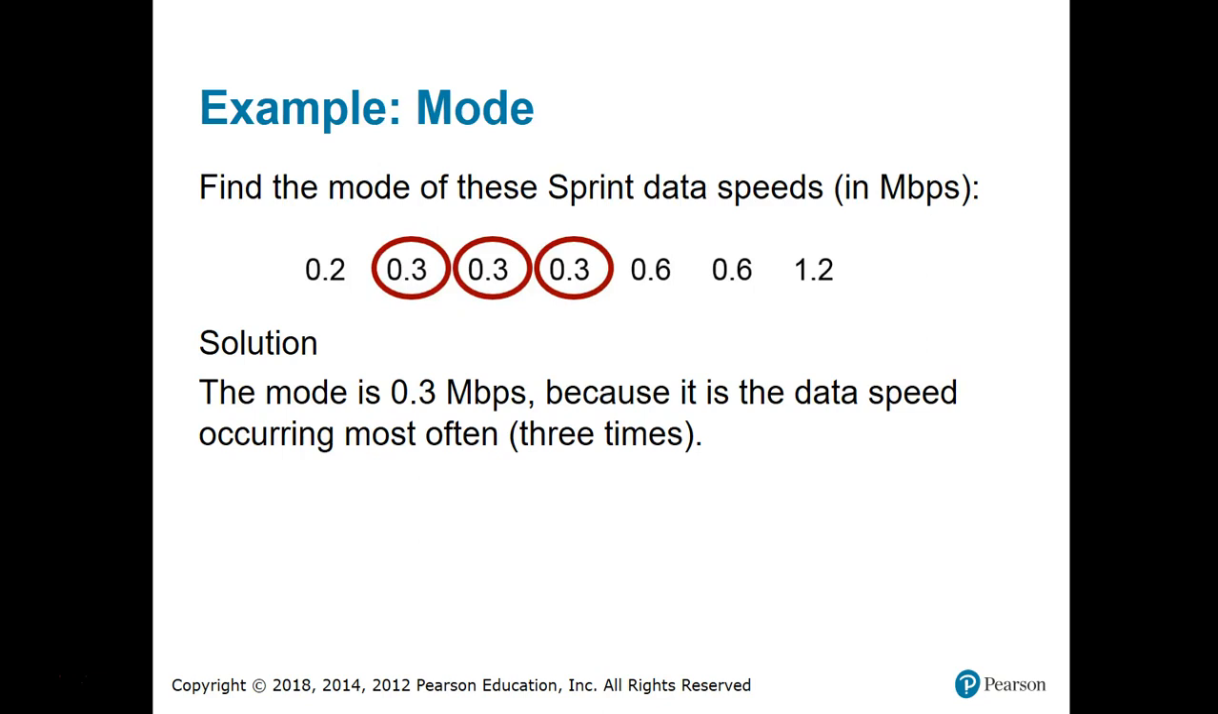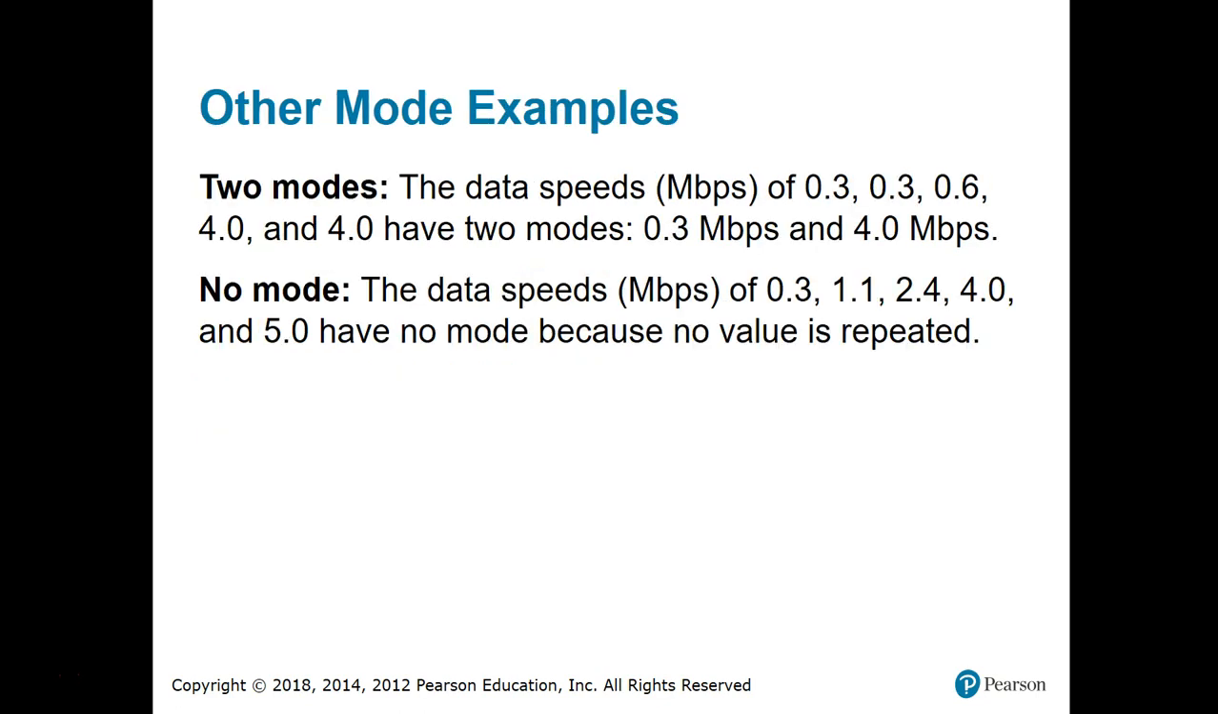So Sprint, not Verizon, now Sprint. I think I said AT&T earlier, but Sprint, so much worse. Look at that. 0.2, 0.3, 0.3, 0.6, 0.6, 1.2. So the mode is 0.3 megabits per second is the data speed. All right, very bad data speeds there. Now if they have this data, 0.3, 0.3, 0.6, 4, and 4, 2. Because 0.3 occurs twice, 4 occurs twice, and if they're all different, as in this example here, we have no modes.